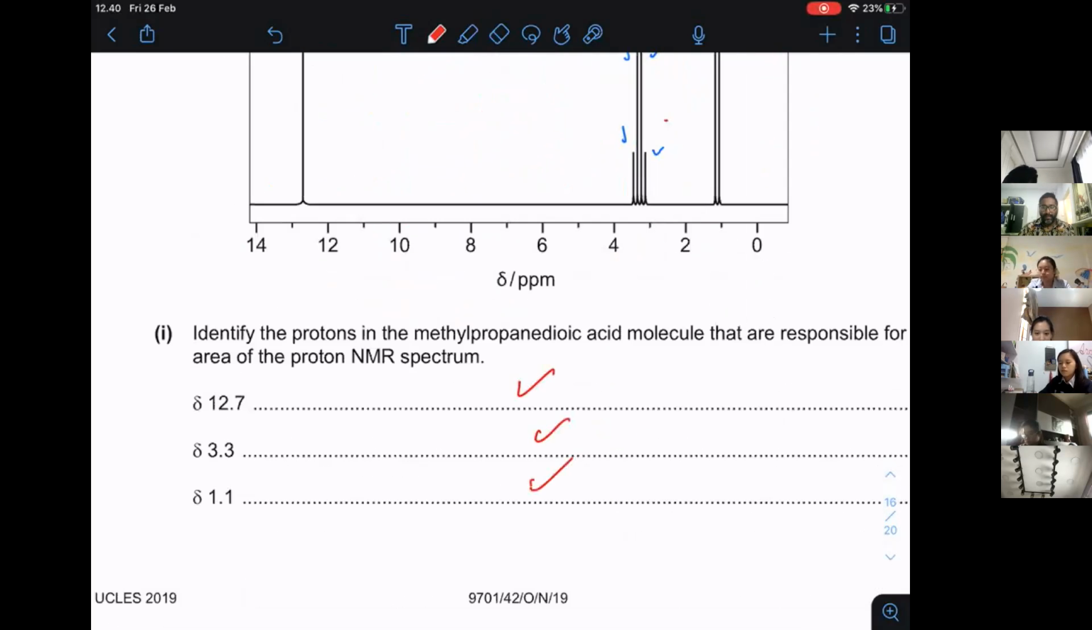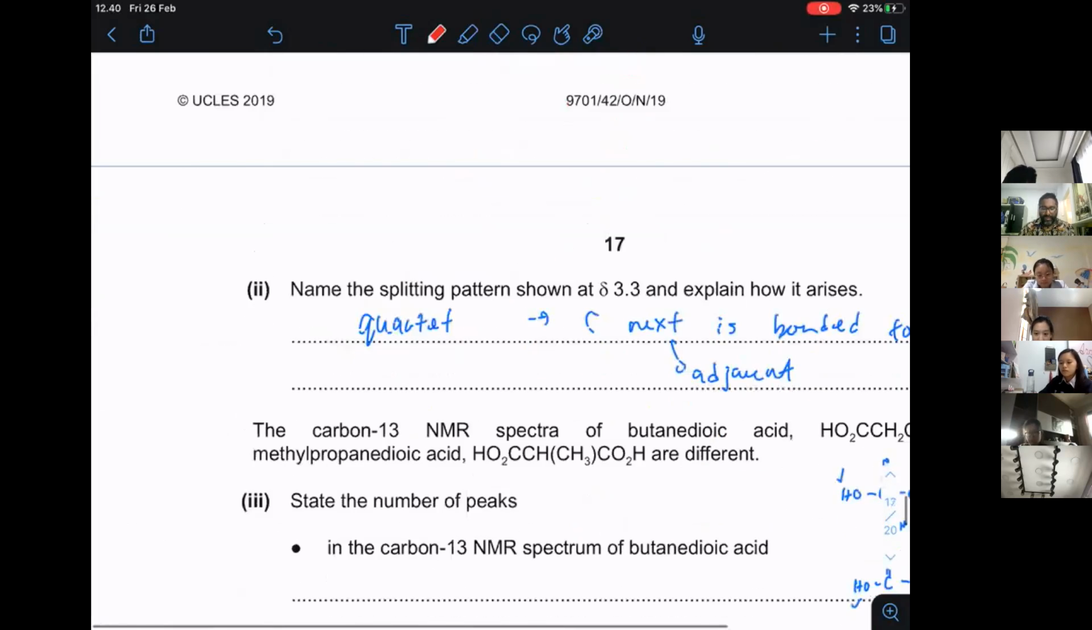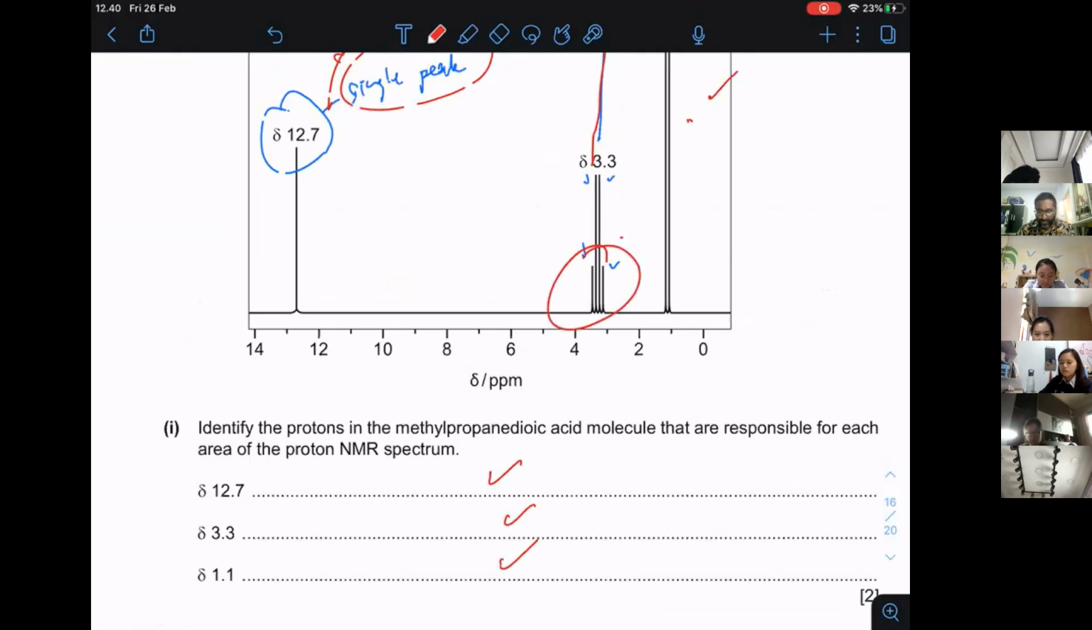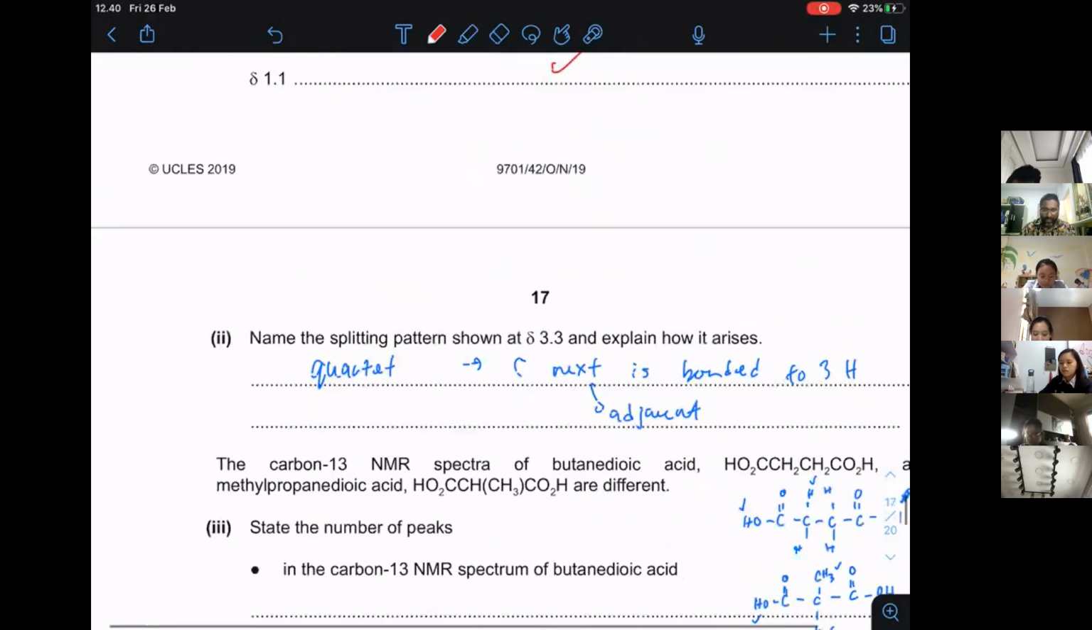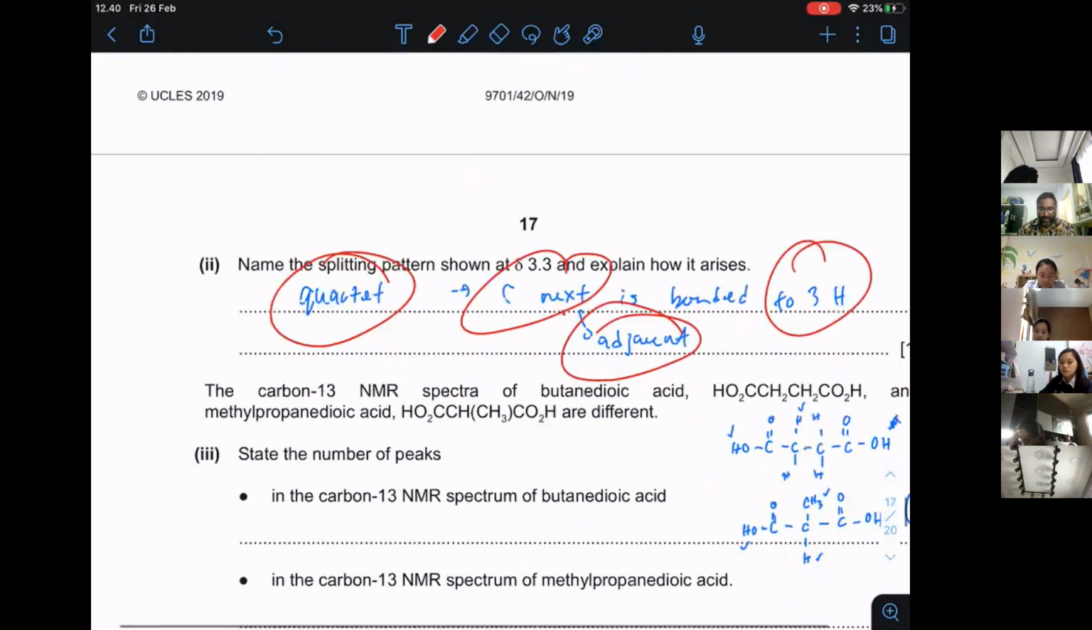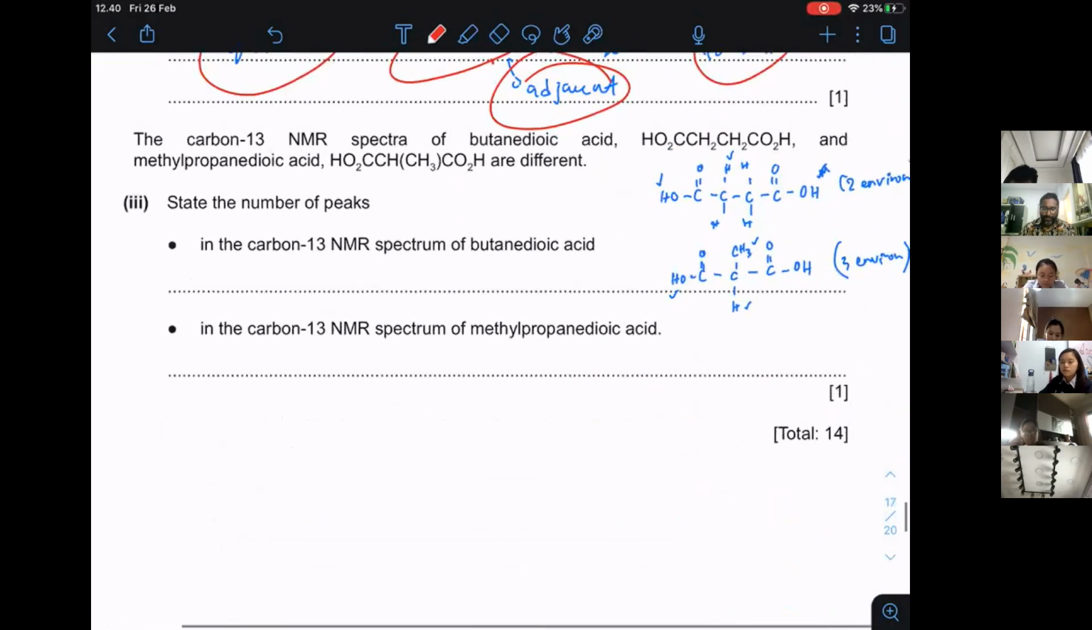Okay, it's done. Next is to name the splitting pattern 3,3. This is going to be 4, so it's called a quartet. Why? The adjacent carbon is bonded to 3 hydrogen. Quite simple as that. And then here, state the number of peaks.